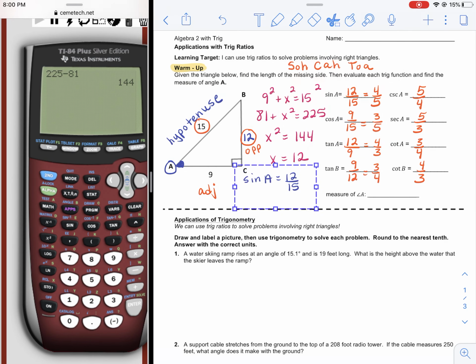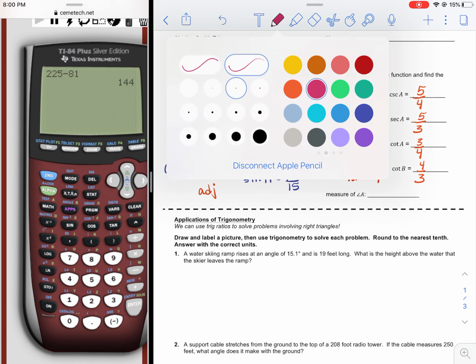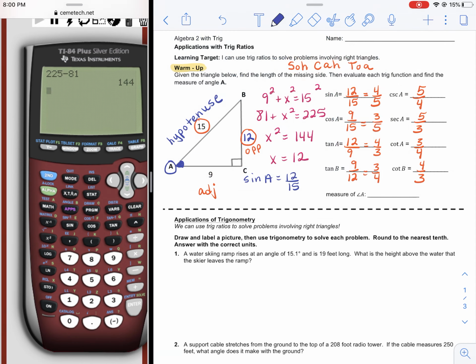Okay, and then just a reminder from the previous lesson: when you're trying to find a missing angle, if you know that the sine of angle A is 12 over 15, to find the measure of angle A, you're going to use the second button on your calculator. You're going to do second sine of 12 over 15. So when we find missing angles, we use that inverse button. So second sine of 12 over 15, okay, and we get 53.1 degrees.